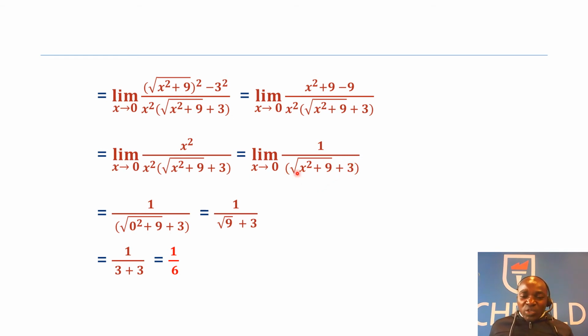And now we can do direct substitution. In place of x, we substitute 0, and we're going to have 1 divided by the square root of 0 squared plus 9 plus 3, which gives us 1 divided by the square root of 9 plus 3. The square root of 9 is 3. So we're going to have 1 divided by 3 plus 3, which reduces to 1 over 6 as our limit.